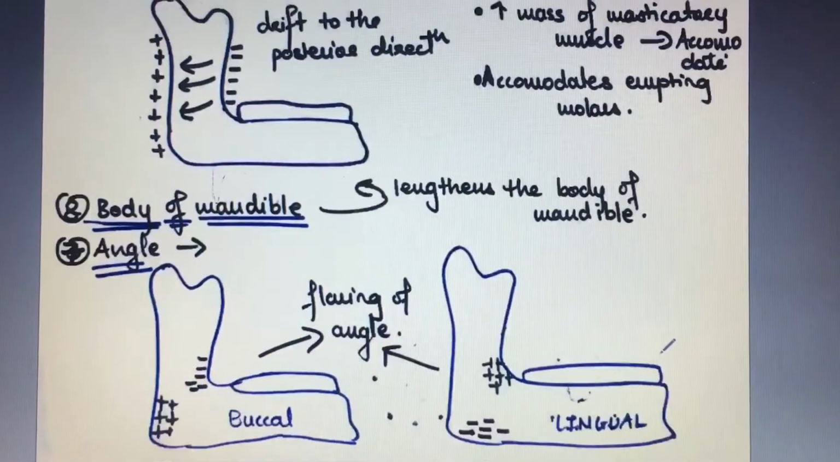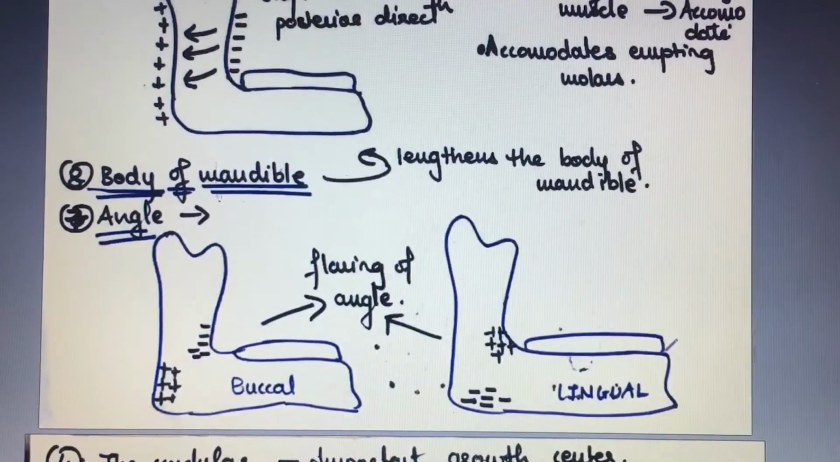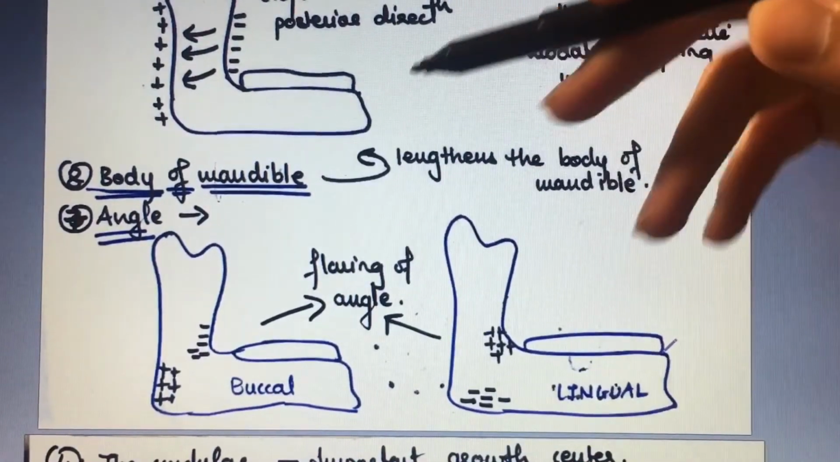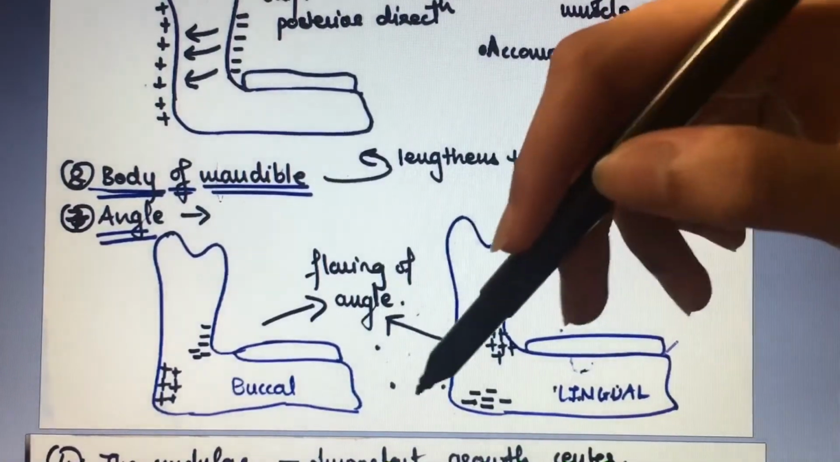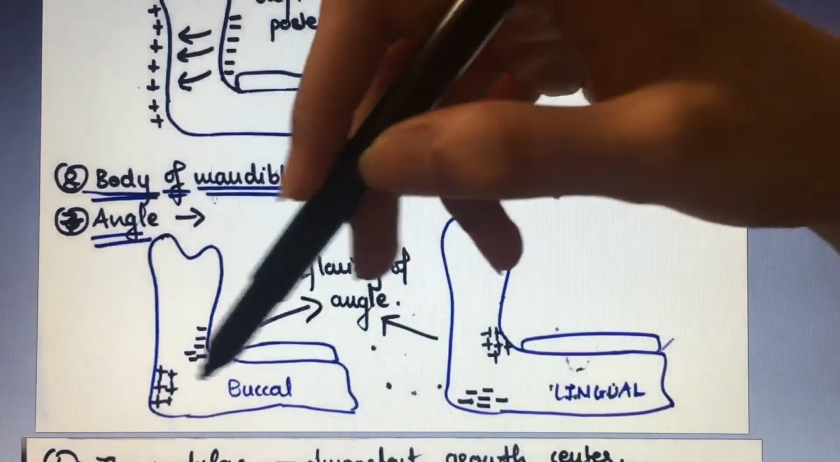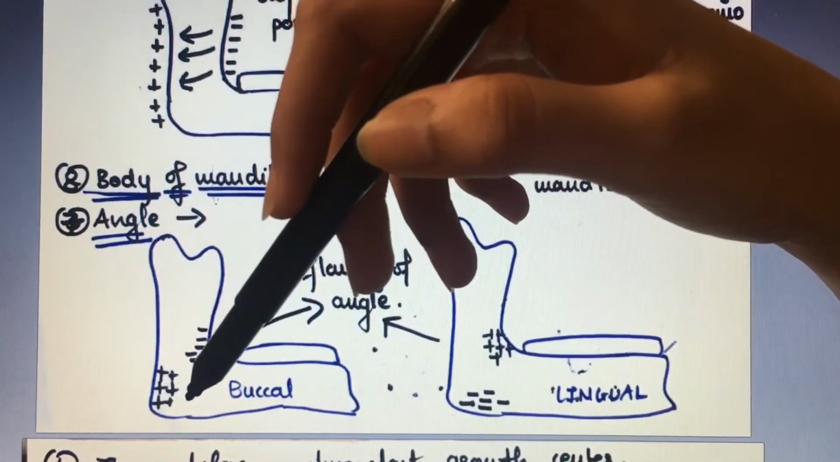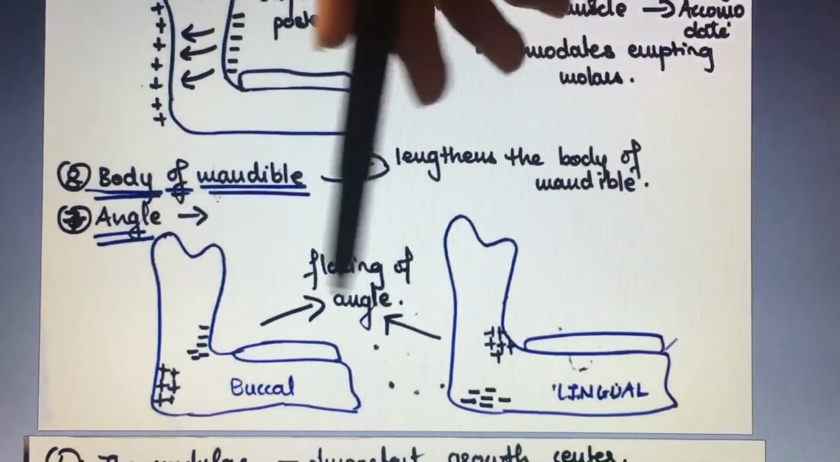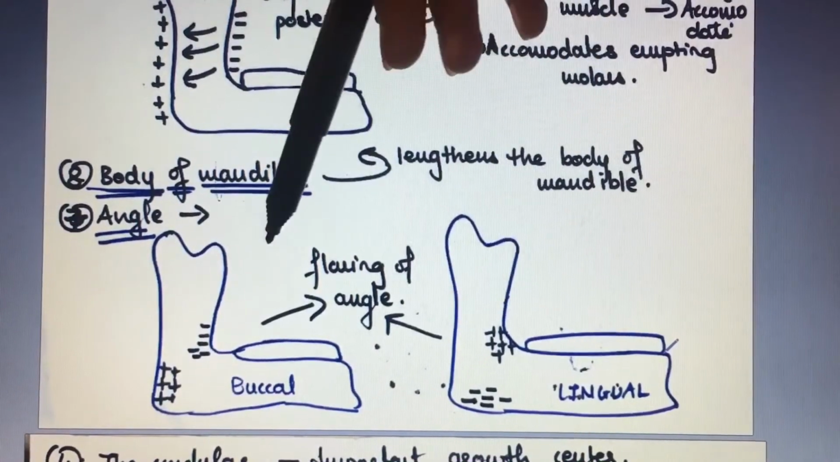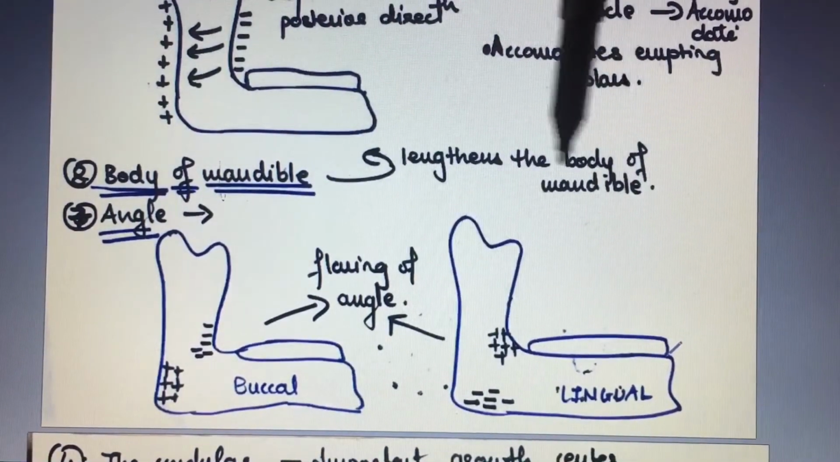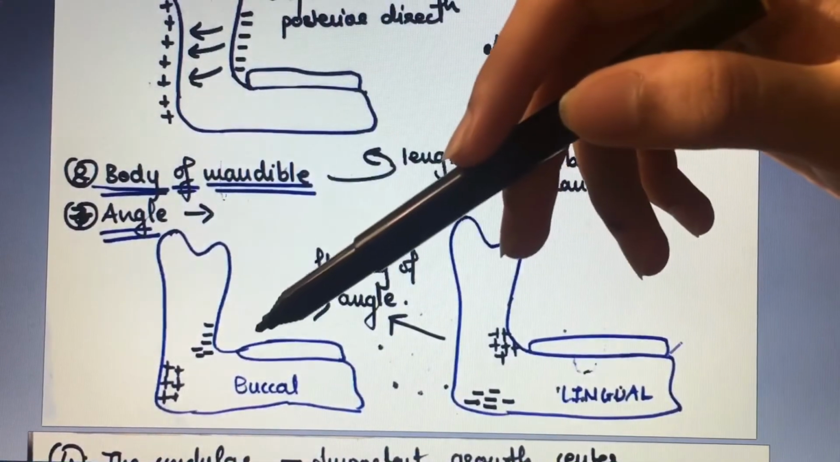Then comes the angle of the mandible. As you have seen in the previous diagram, this portion is the angle of the mandible. So these are the two diagrams which depict the postnatal growth of the angle of the mandible. This is the buccal aspect.